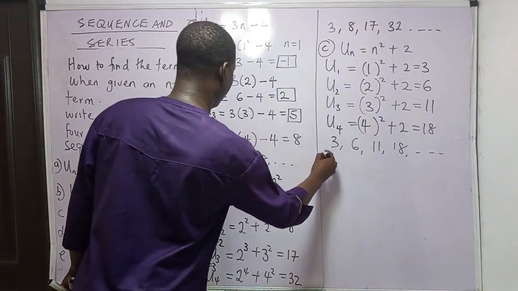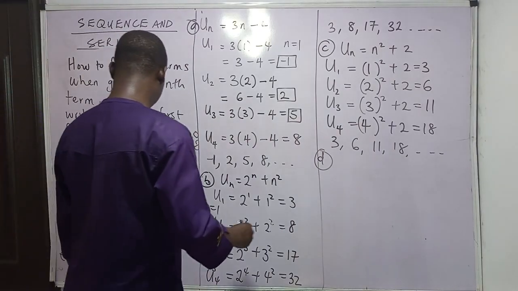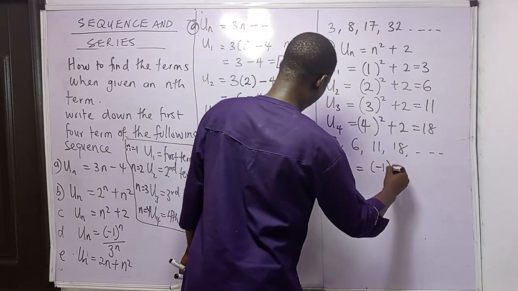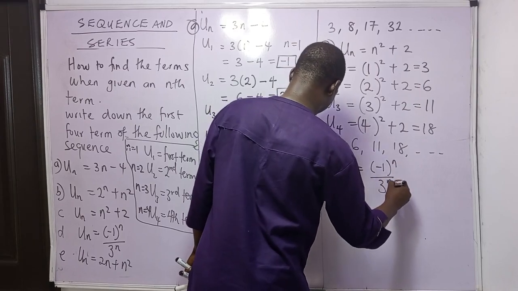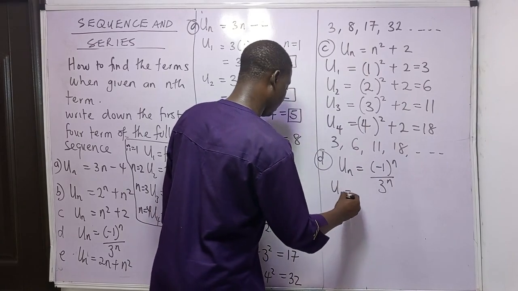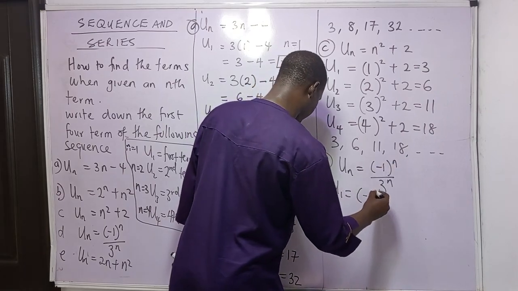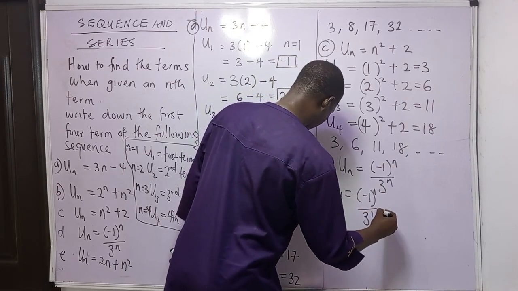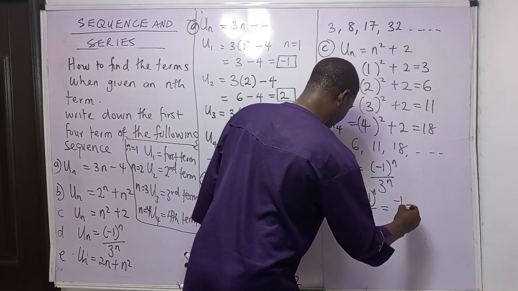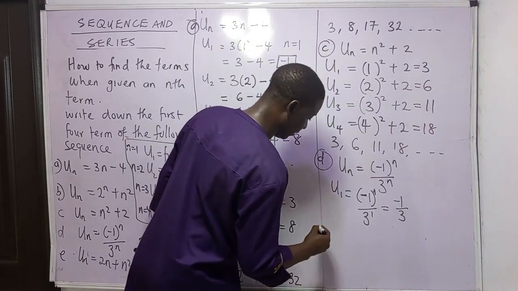Then we go to D, which is the second to the last question. We have un equals minus 1 all raised to n over 3 raised to n. We have to be very careful here. For u1, anywhere we see n, we put 1. So I will have minus 1 raised to 1 over 3 raised to 1. Minus 1 raised to 1 is minus 1, and 3 raised to 1 is 3.